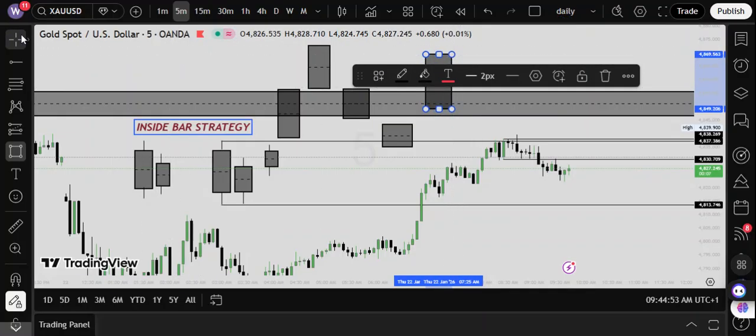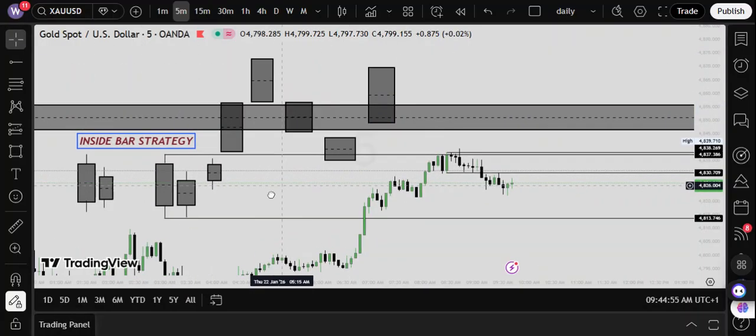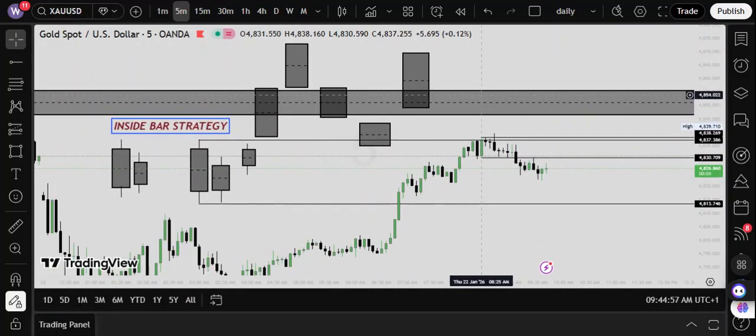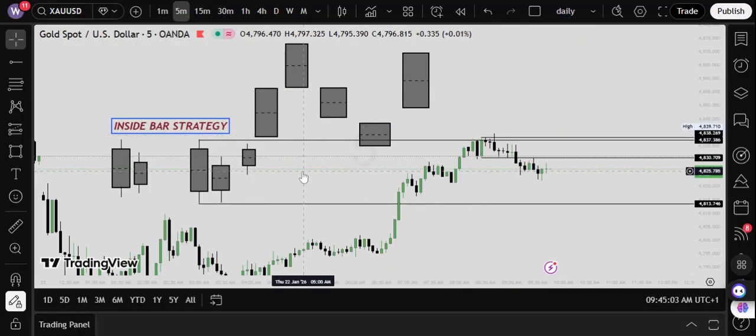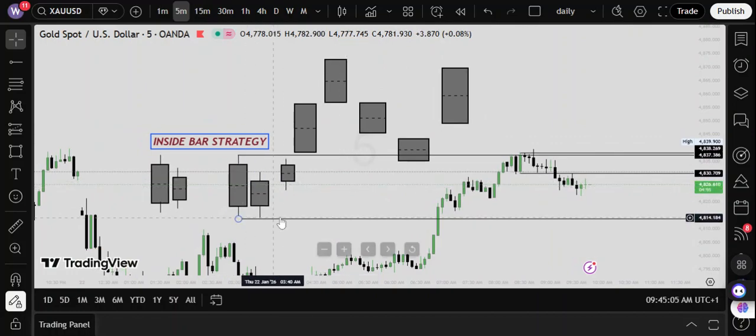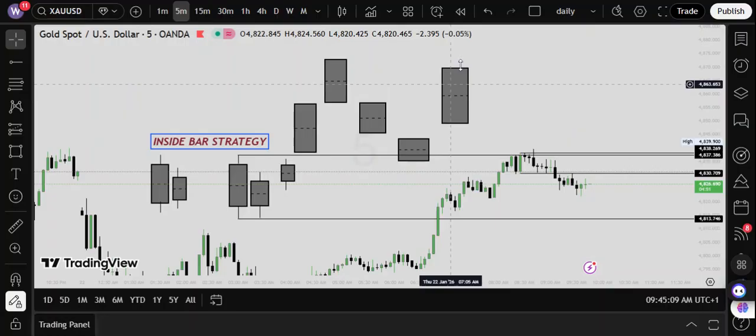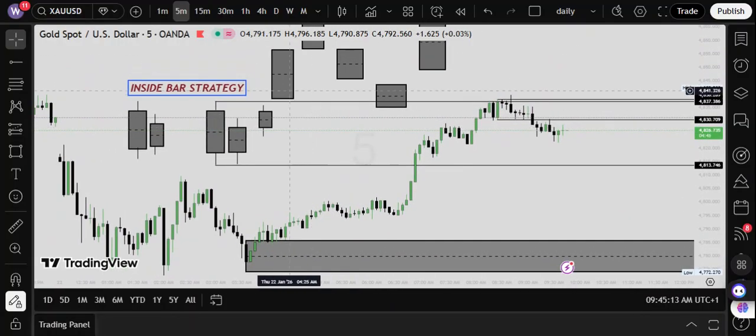So when you have something like this, it is an inside bar strategy. Let me take this out so we can see properly. If you have a breakout of the inside bar, we have a breakout, a retest, and a continuation to the upside. It's vice versa if it happens to the downside.